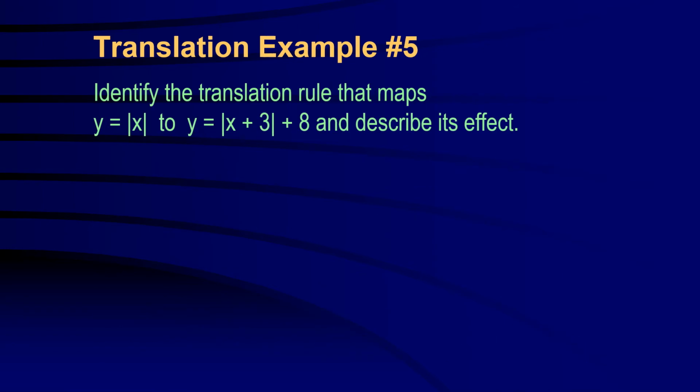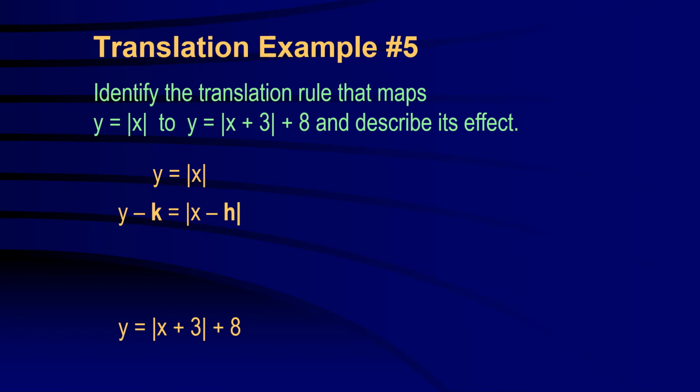For this example, we're going to identify the translation rule that maps y equals the absolute value of x to y equals the absolute value quantity of x plus 3 plus 8 and describe its effects. The way I would approach this problem is to work from both ends, meaning I'll start with the preimage y equals absolute value of x. I will then use the graph translation theorem and replace y with y minus k and x with x minus h.